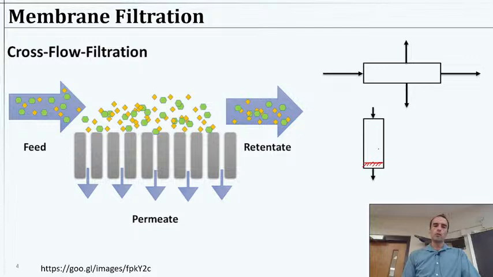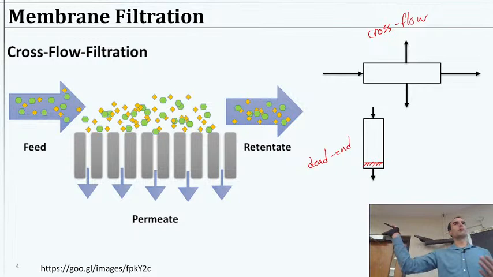In this case, this would be called dead-end. I think I'll have some more slides on that. Whereas this one up here, we'll say this is cross-flow. So cross-flow is really meaning, like I said a minute ago, some of the water goes away from the membrane without ever going through it. So we have a feed, a retentate that gets more concentrated, more dirty, and then the permeate, which is the clean stuff.